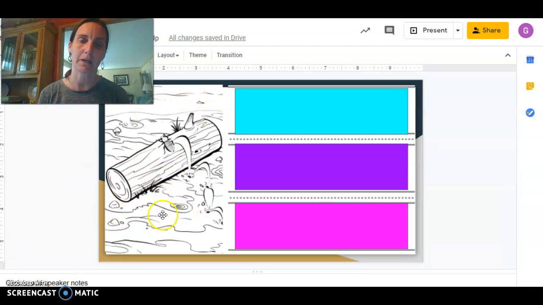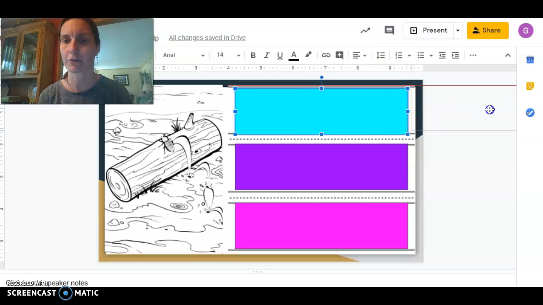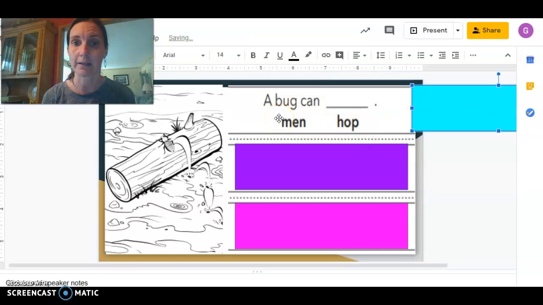First, let's look at the picture and think about what you notice. I notice a bug, and it looks like the bug is hopping onto a log. And he's hopping out of the mud that is sitting around the log. Let's try out our 4 steps with the sentences. Here's our first sentence.